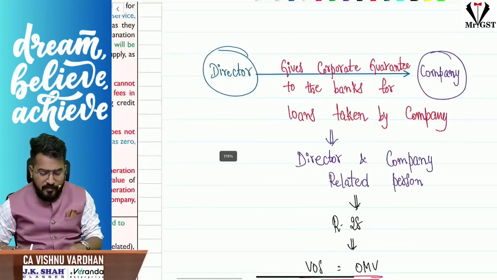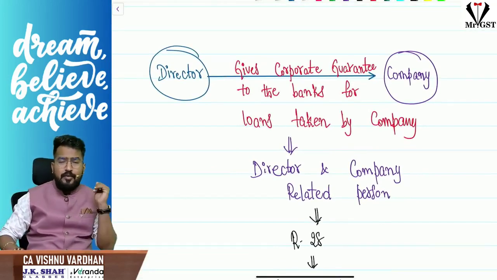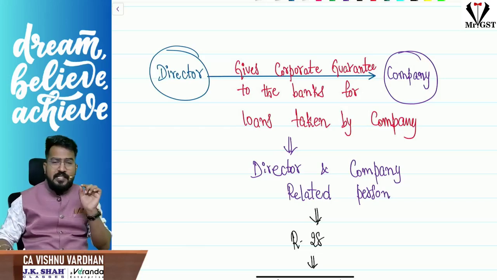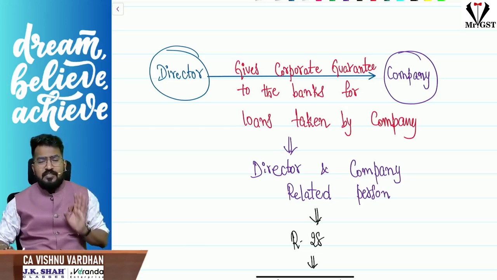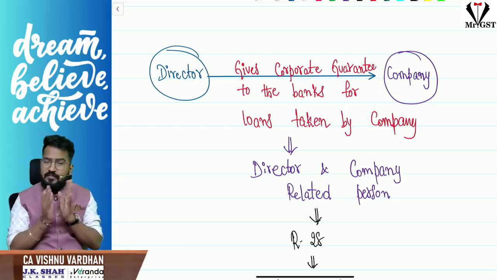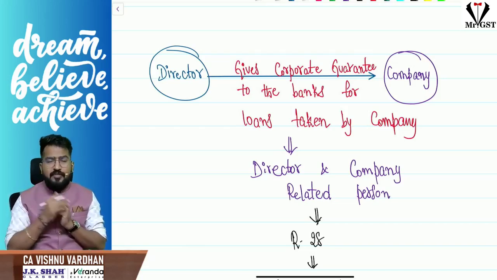Sir, when a director is giving a guarantee to the banks for the loans taken by the company, in such cases, what is the value of supply? The value of supply is, as per rule 28, the open market value, because it is a transaction between related persons.